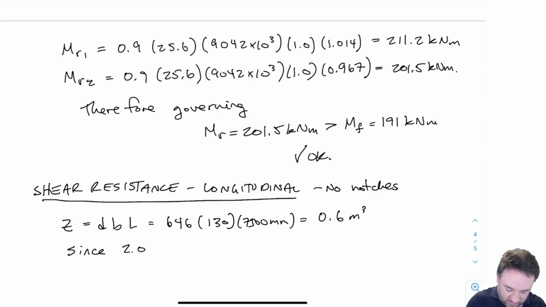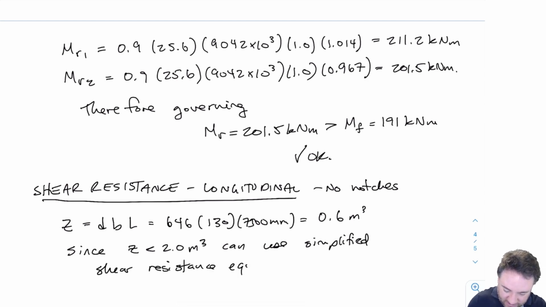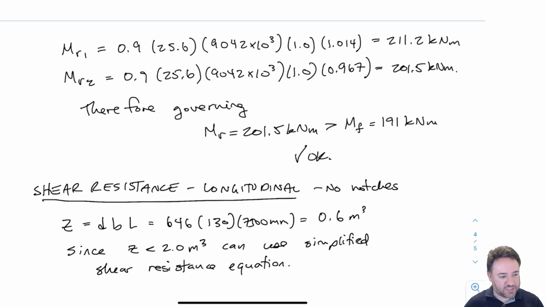And that is what is being used in the selection table that we just looked at. Since the volume is less than 2.0 meters cubed, we can use the simplified shear resistance equation. Whenever I can do this, it seems to me that it would be wise to do this, because if I do this check and it satisfies, then that's all that I have to do. I'm done with my shear resistance, and this is a very easy equation to calculate.